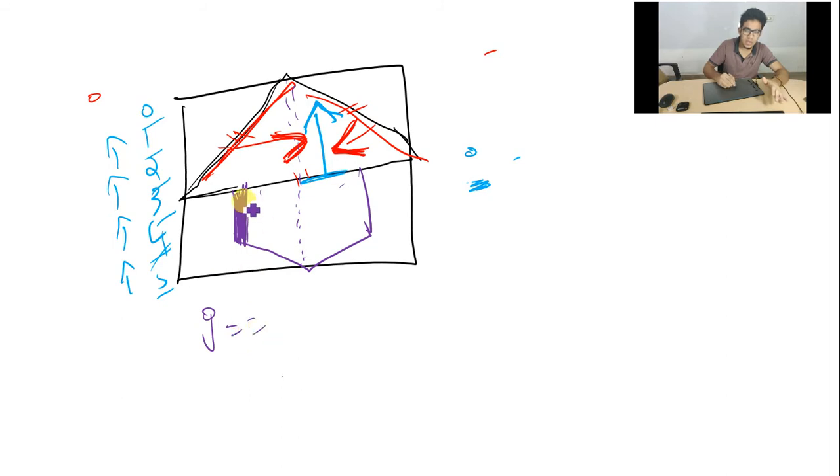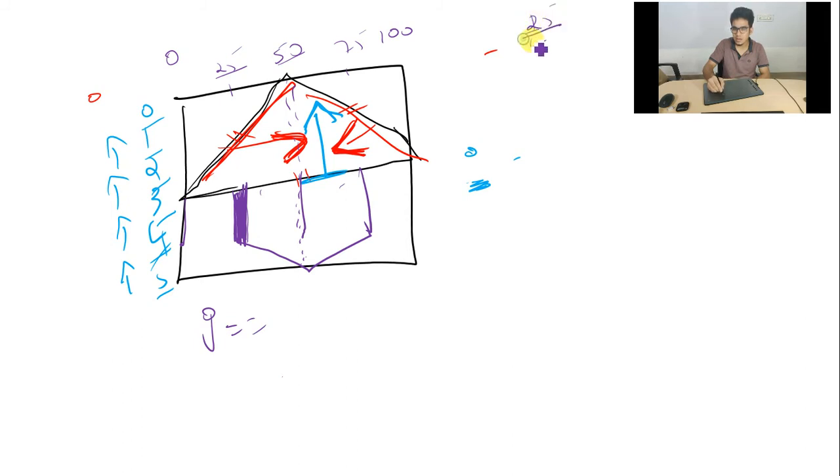j equal to, is this the first column? No. Is this the middle column? No. It is in between first and the middle. That is called n by 4. If you don't know that, I'll tell you the maths here. Imagine this is 0 and this is 100. If it is from 0 to 100, don't you think the middle is 50? If this is 50, the middle here is 25 and this is 75. And don't you think 25 can be written as 1 by 4?